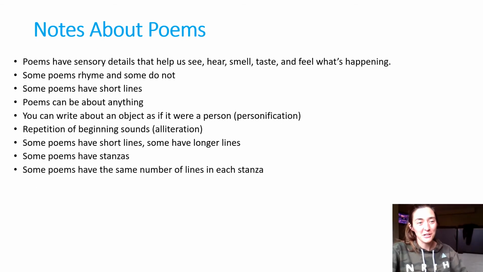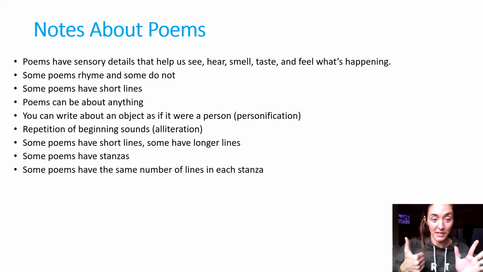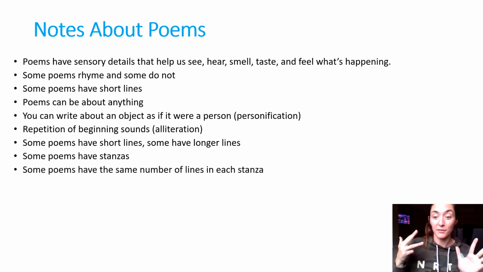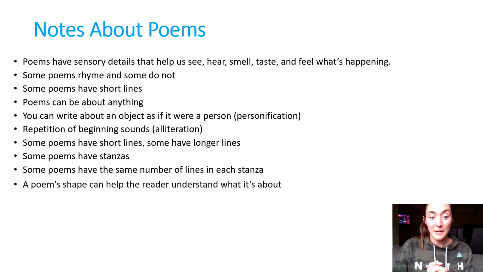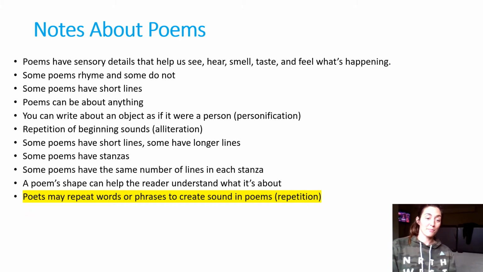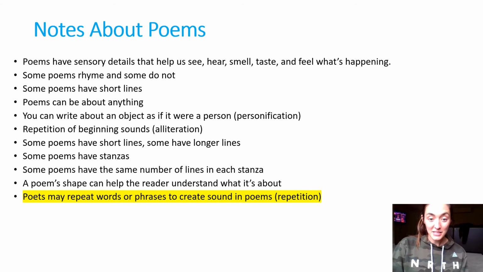So we're going to add to our notes about poems here. I'm going to go through super fast just to spark our memories. We've got sensory details, rhyming and not rhyming, short lines, poems about anything, personification, alliteration, short or long lines, stanzas, number of lines in stanzas, and yesterday we had a poem's shape can help the reader know what it's about, and today we have poets may repeat words or phrases to create sound in poems.